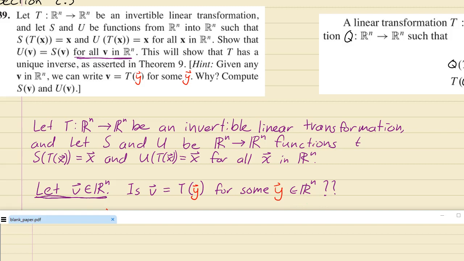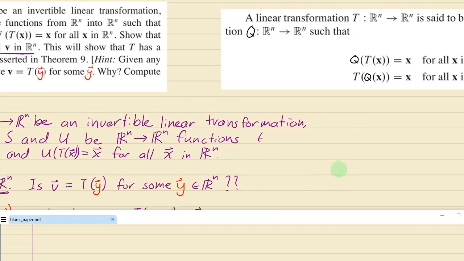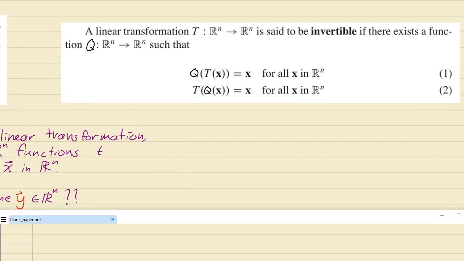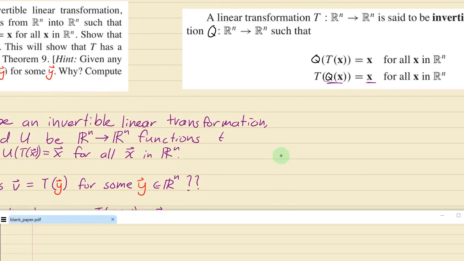The trick is from the definition of an invertible linear transformation. This part 2 here, the second equation, says that for any vector in Rn, T of Q of that vector equals that vector. So if we pretend that this v is the x that you're talking about here, how do you know that you can make this work?